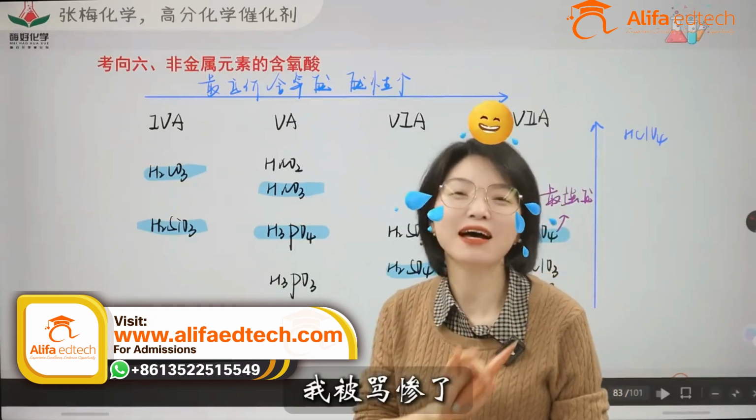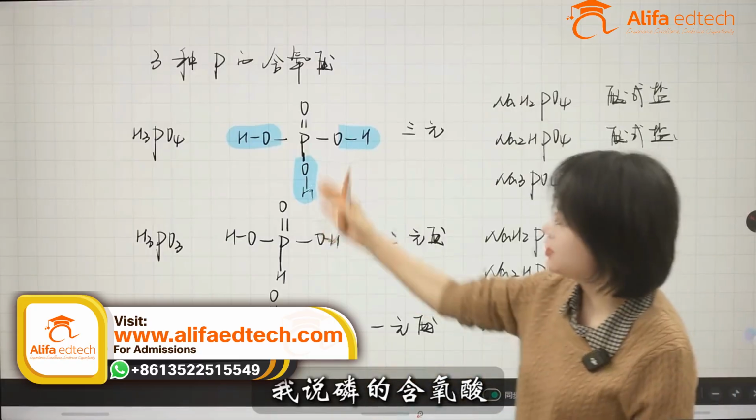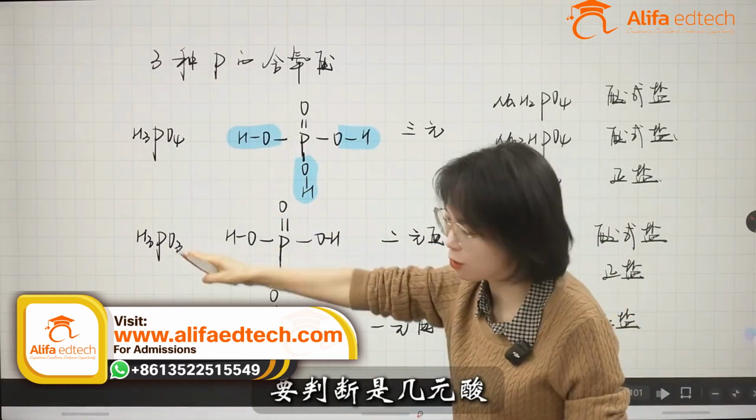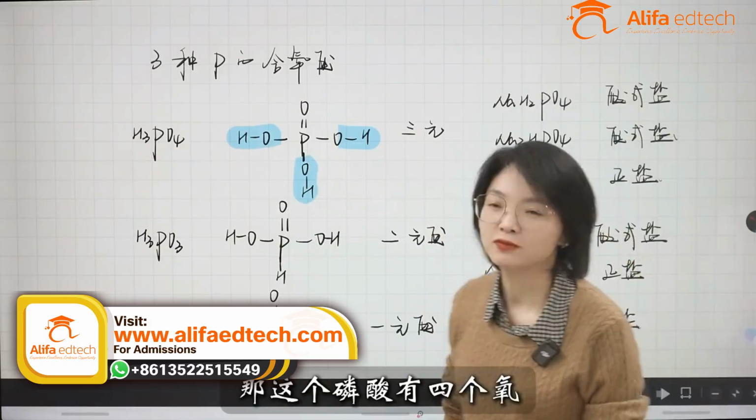3 videos where I got harshly criticized. Why? Because I talked about oxy-acids and said how to determine if a zero oxygen acid is monoprotic, diprotic or triprotic. It's super simple. Let's observe and see what conclusion we can draw.